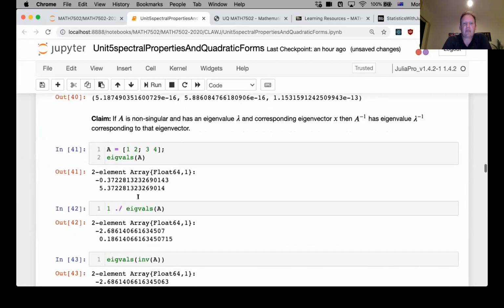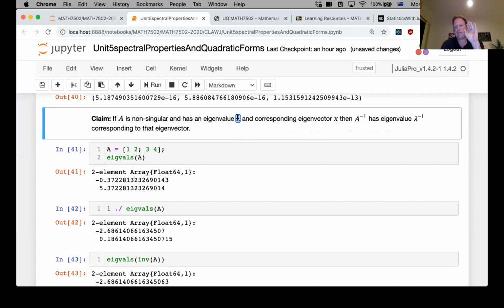Next claim. If A is non-singular and has an eigenvalue lambda corresponding to eigenvector x, then A inverse has eigenvalue 1 over lambda corresponding to that eigenvector. So this just means that the eigenvalues of the inverse are the inverse of the eigenvalues. That's kind of nice. The eigenvectors stay the same. Just to see this one, let's do it on the writing pad. It's a bit easier to write it.